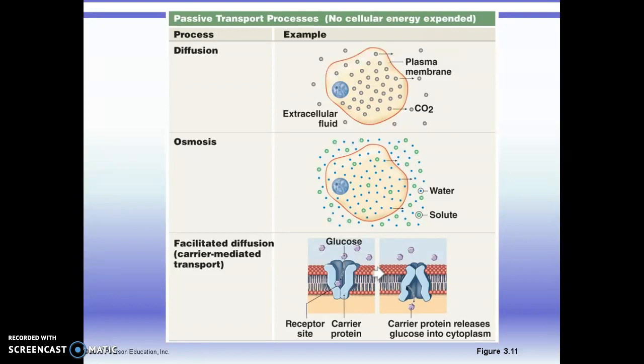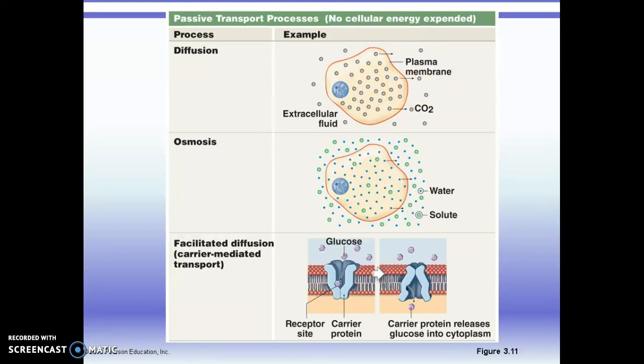So here we see diffusion. If you're looking inside the cell, these gray dots represent carbon dioxide. There's a lot more CO2 in the cell than outside the cell because the cell is always producing CO2 in the mitochondria. And so this CO2 will always diffuse out of the cell because it's always higher concentration inside the cell.